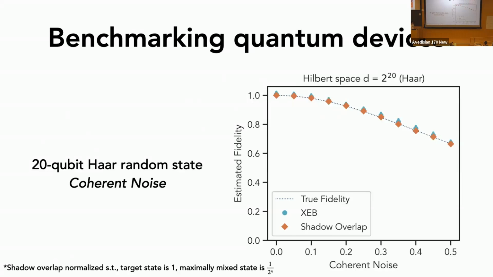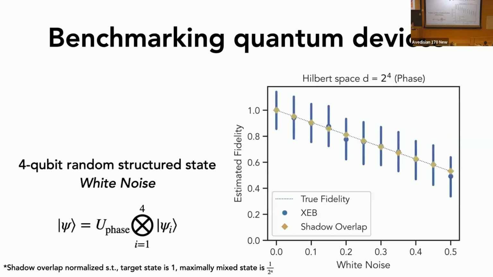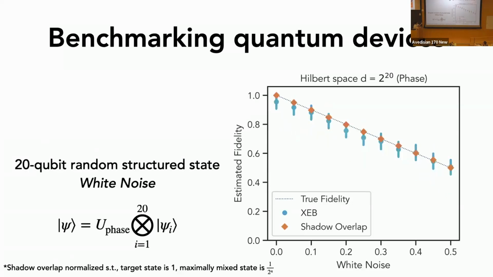Here's another situation for a bigger system, 20 qubits. And now things start to change more significantly. In this case, instead of a hard random state, we have a more structured random state, again subject to white noise. In this case, XEB still performs well, but the variance is very large. So when you do the same number of measurements using XEB and using shadow overlap, we see that XEB has a much bigger variance. So sometimes it becomes much noisier. And for 20 qubits, similarly, it has much bigger noise.